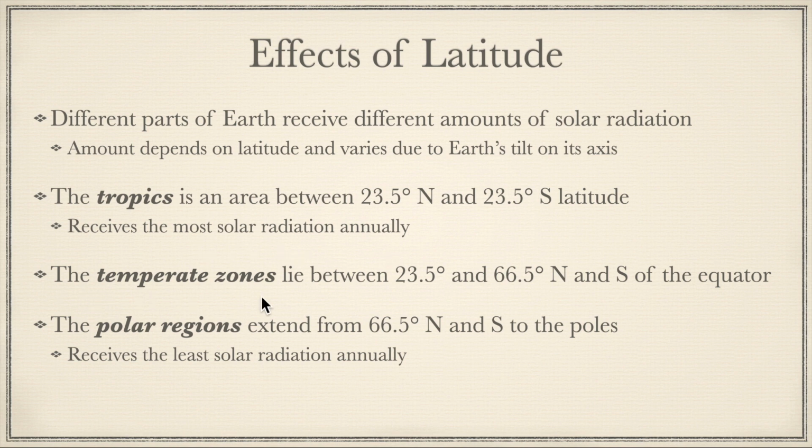So the temperate zones lie between 23.5 degrees and 66.5 degrees north and south of the equator. And these areas get an intermediate amount of solar radiation. And then the polar regions extend from 66.5 degrees north and south to the poles. So these are basically the Arctic and the Antarctic circles, and these receive the least solar radiation annually. So why is that?